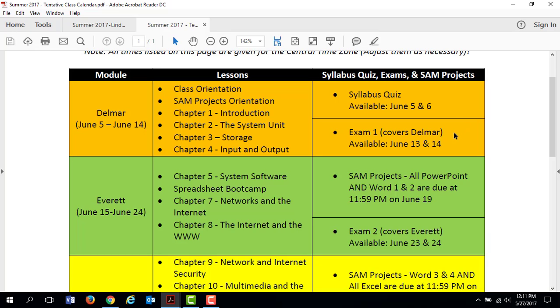Likewise, exam 1, which covers all of this Delmer stuff right here, is going to be available on June 13th and 14th, and sometime during that 48-hour period, you need to sit down and get that test completed online. And again, that can be from wherever you want, as long as there's an internet connection. But you have to complete it.